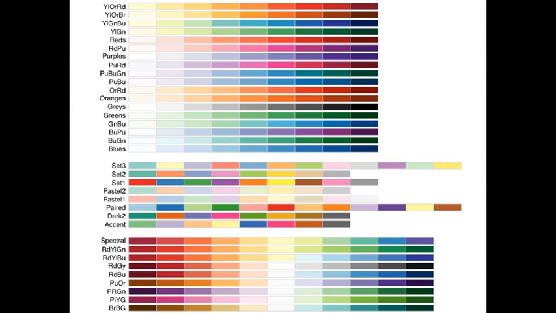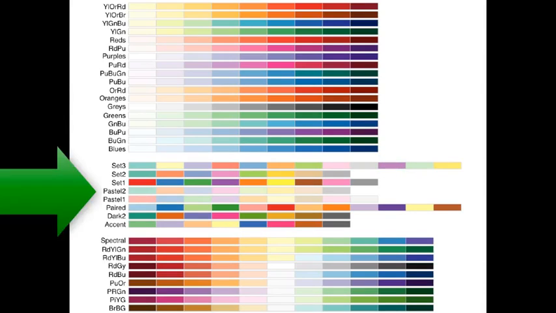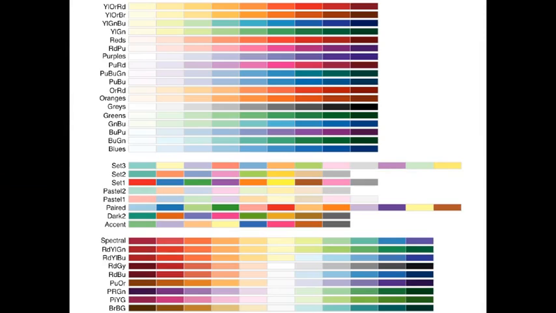The second set of palettes here is the qualitative palettes, and these are used to represent categorical data. And you can see that the colors in the palettes don't really have any specific ordering. They don't go from light to dark. They just have a certain set of colors associated with them, and each palette has basically a theme. Some palettes are kind of bolder than others, and some are more on the pastel side.